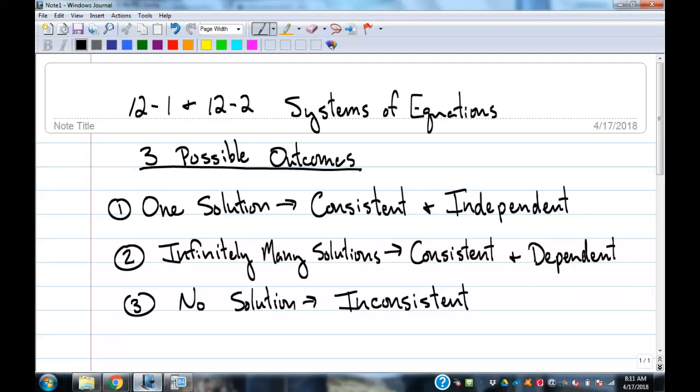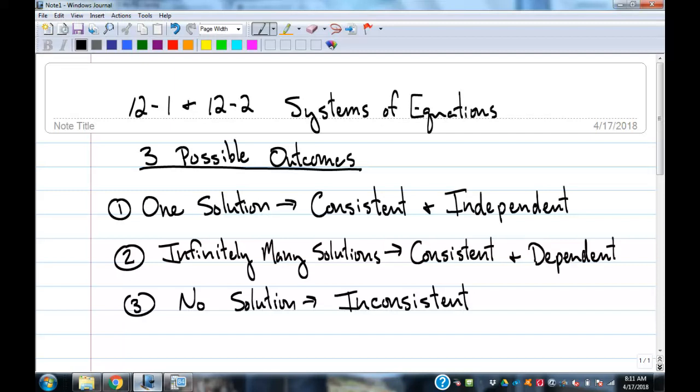Okay, infinitely many solutions means if they're lines, if you graph them, they lie right on top of each other. That is called consistent and dependent. Consistent meaning you have answers. Dependent meaning wherever the one line goes, the other one goes with it. They're right on top of each other, so they're dependent upon one another.